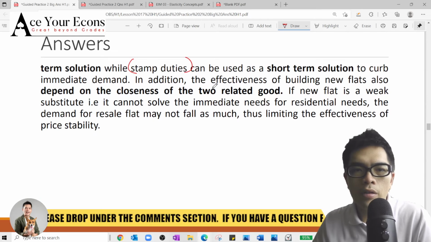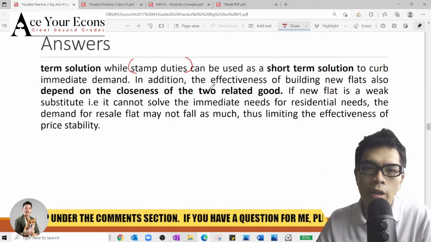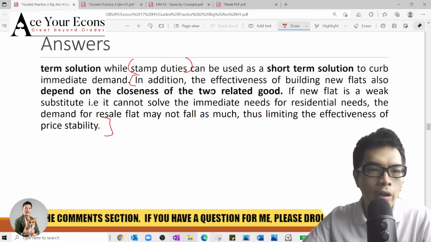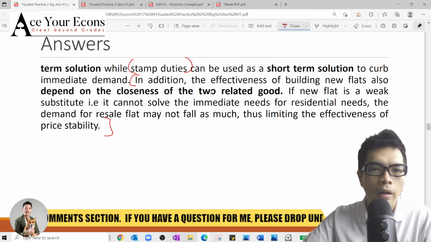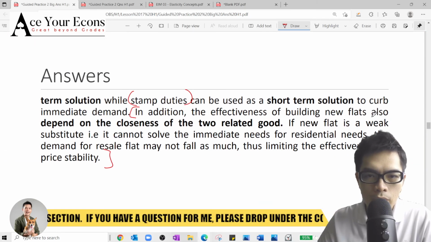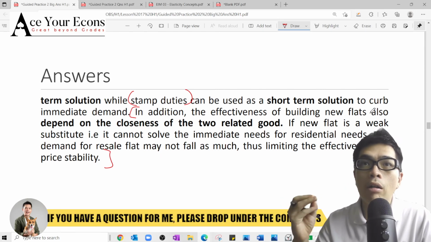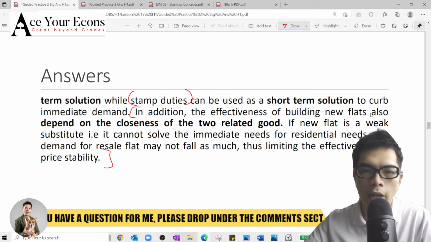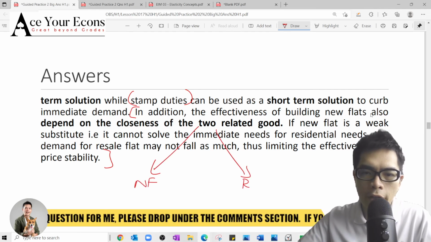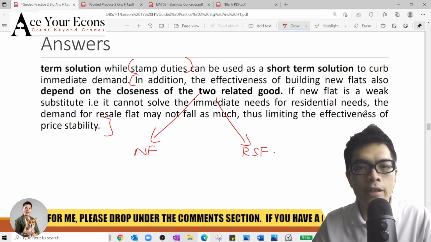All right. So there's another assumption that you want to critique. This one can go up as a limitation for new flats. It is interchangeable with time period here. You can also talk about how closely related these two goods are. Are new flats the same as resale flats? Although they are still flats, are they necessarily the same?